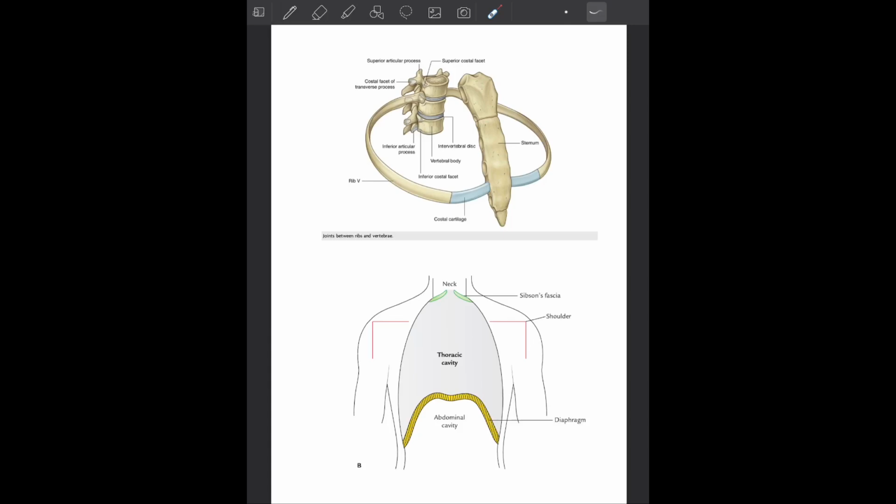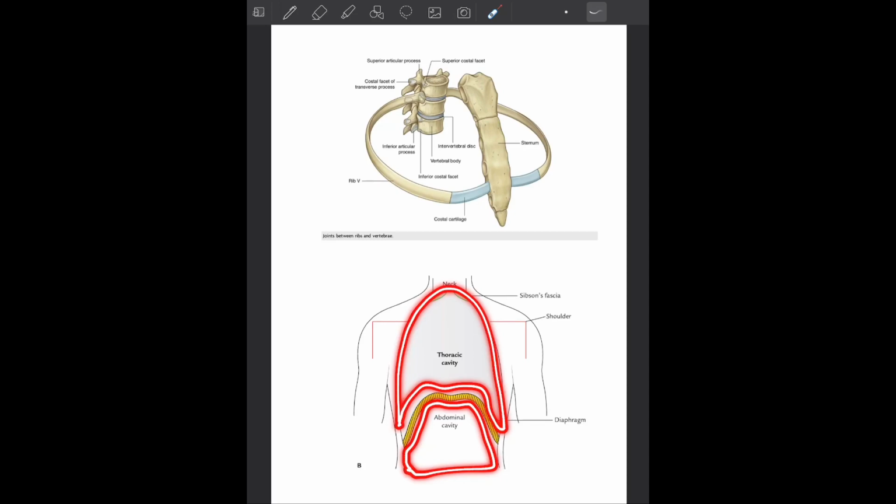The cavity of trunk is divided by diaphragm, a muscle, into an upper part called thoracic cavity and a lower part called abdominal cavity. The thoracic cavity contains the principal organs of respiration, the lungs.